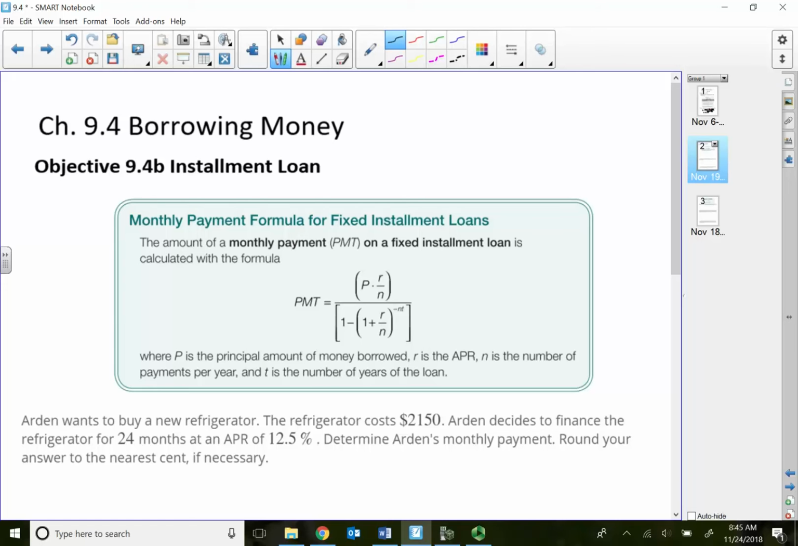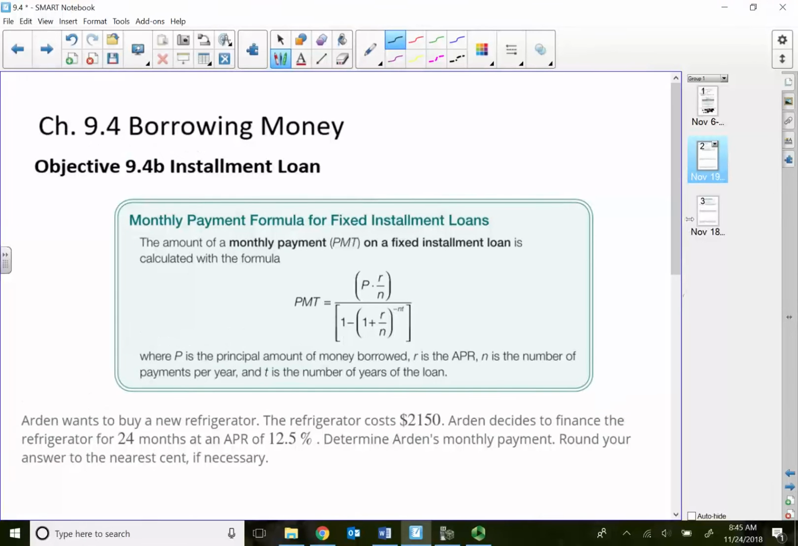Back to Math 155, section 9.4. In this lecture video, I'm going to show you something called installment loans. An installment loan simply means we will make a monthly payment for so many months or so many years until the loan is paid off.